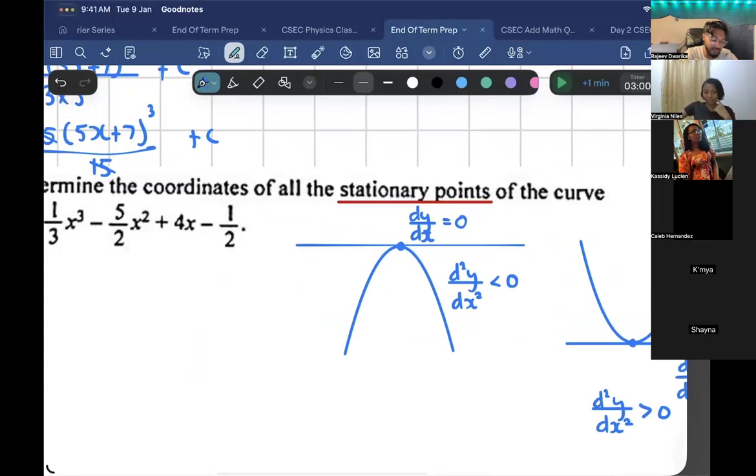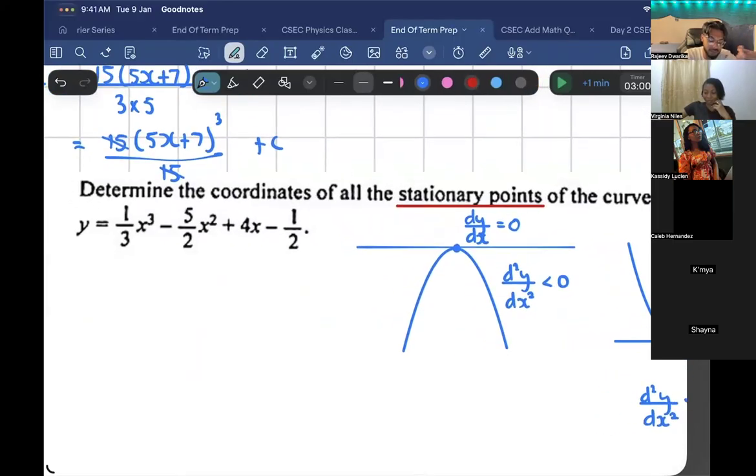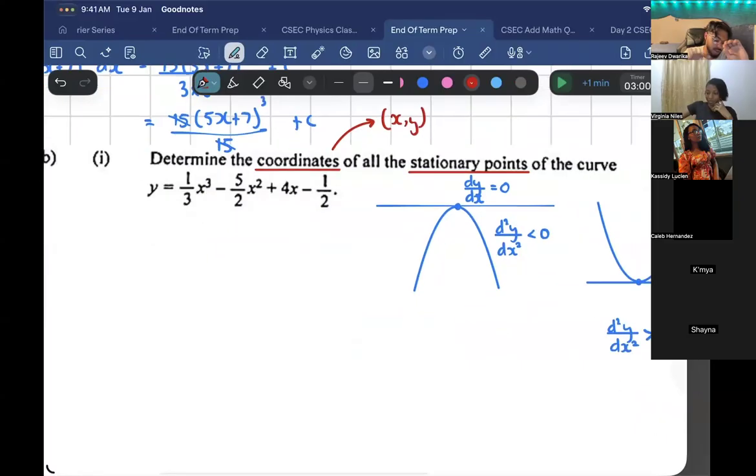And why am I saying that? Well, in this question, they're asking you to determine the what? Stationary points. The coordinates, and a coordinate is made up of what? X and y value. Right. So the easy part is finding for x. Then, of course, to find for y, you'll need to take the x value you found and plug it into the function.